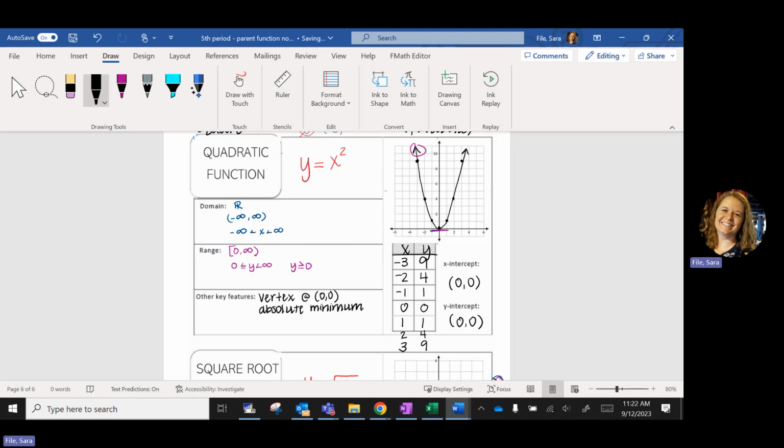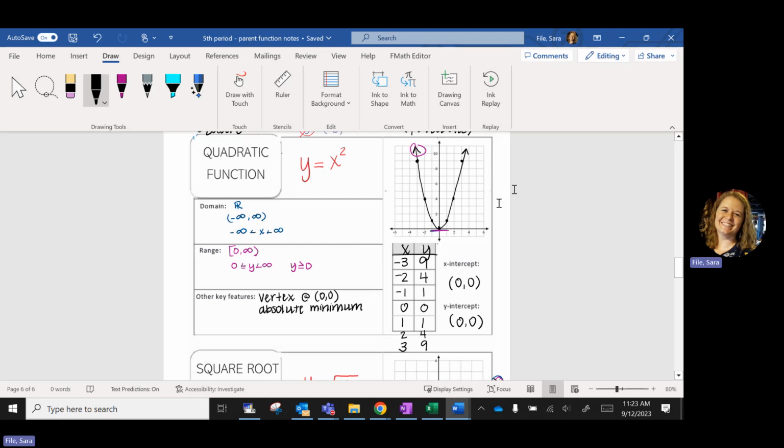Are there any asymptotes on this graph? What about symmetry? Is this graph symmetrical? Where could I fold it to see that it's symmetrical? If I folded it on the y-axis, all of these points on the left and right would line up exactly the same as each other. So this has line symmetry, and the line of symmetry, which we call the axis of symmetry, is the y-axis, that vertical line there.